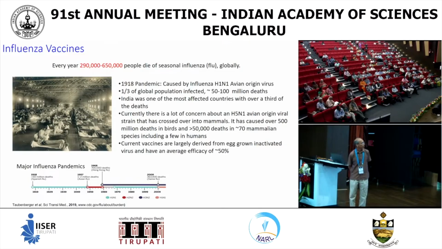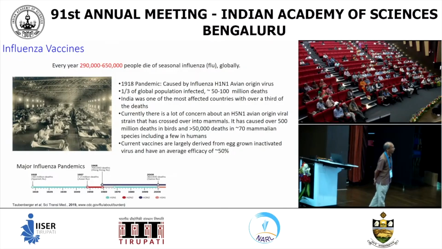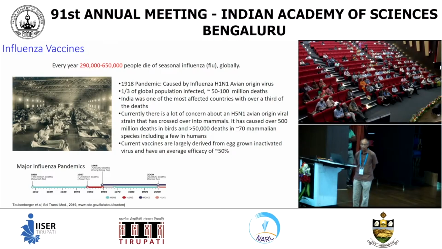Now, currently there's a lot of concern about an H5N1. So you remember, H refers to the hemagglutinin, N refers to the neuraminidase, which is another surface protein on the flu virus. And there's a lot of concern about a recent H5N1 flu strain, which has crossed over from avian species, which it has traditionally been infecting. You would all have heard of bird flu, but it's now crossed over into mammals. And this happened in 2022, 2023.